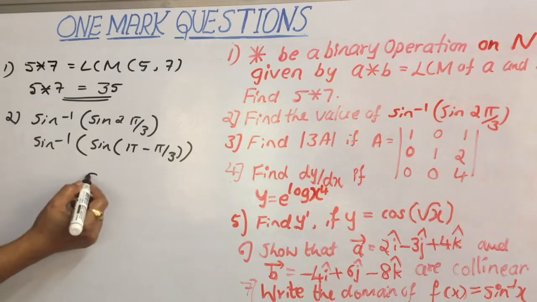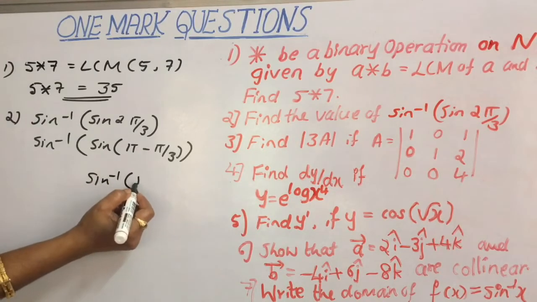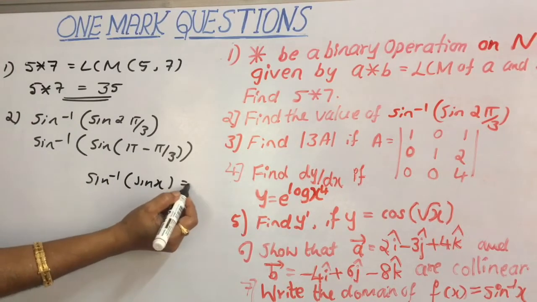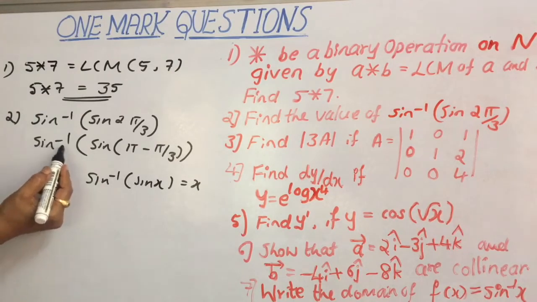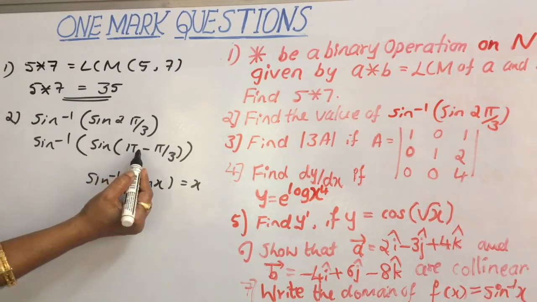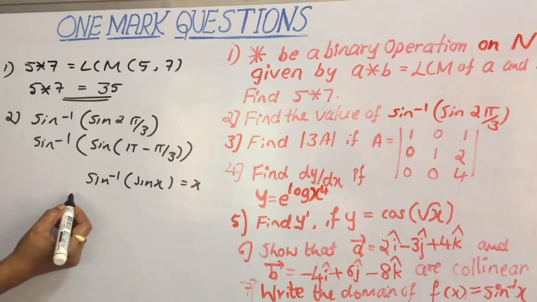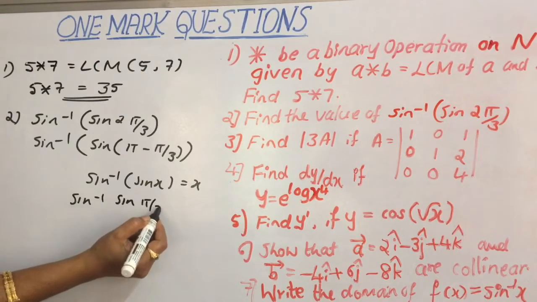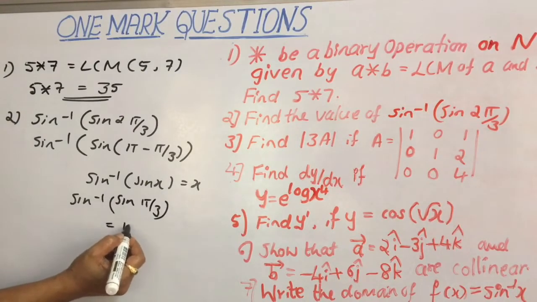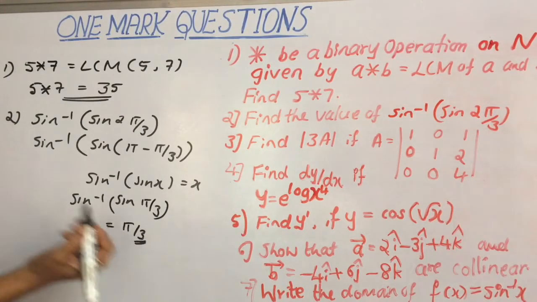And we have the formula sine inverse of sine x equal to x. So using this formula, the term sine inverse of sine of pi minus pi by 3 can be written as sine inverse of sine pi by 3, that is also equal to pi by 3.